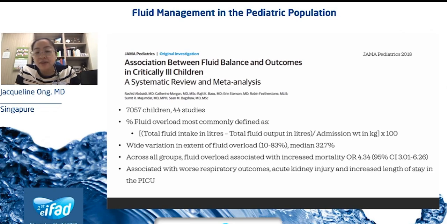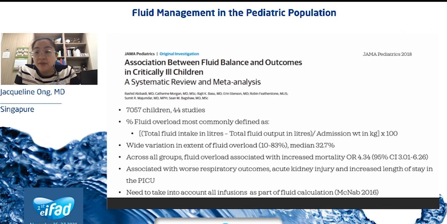It's associated with worse respiratory outcomes, acute kidney injury, and increased length of stay in the PICU. And this is also reiterated for adults. It is not kids alone. And something that was pointed out by Sarah McNabb's review, which I mentioned earlier, is that in the PICU we also need to be quite careful in terms of the amount of infusions that we run for children.